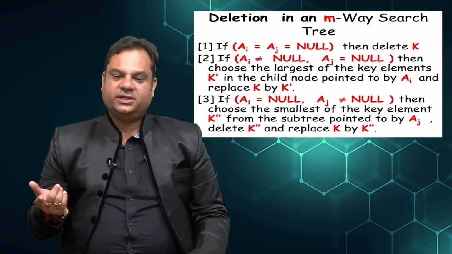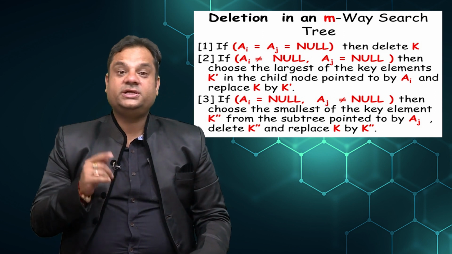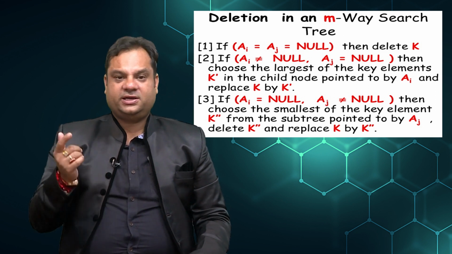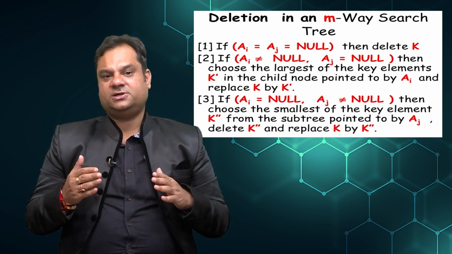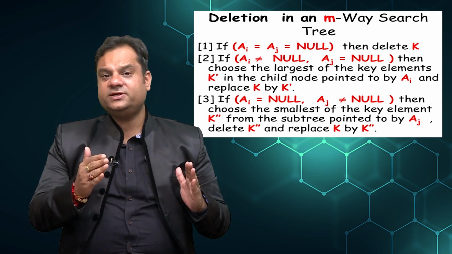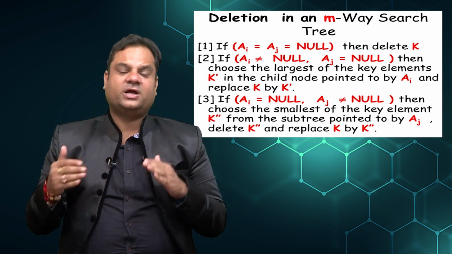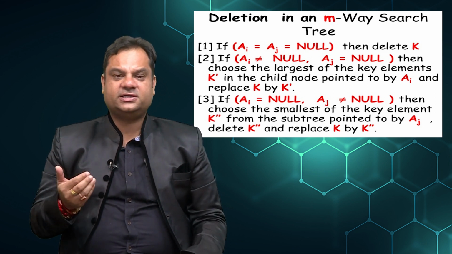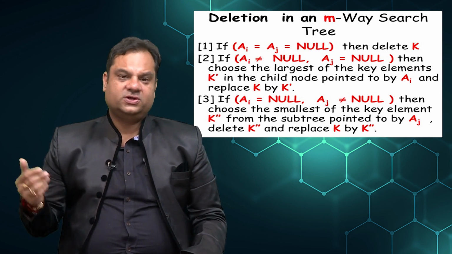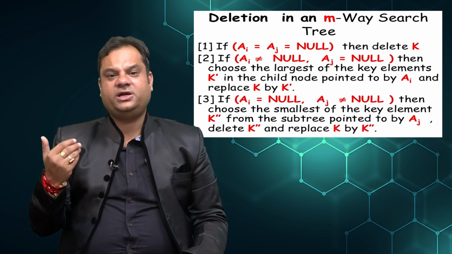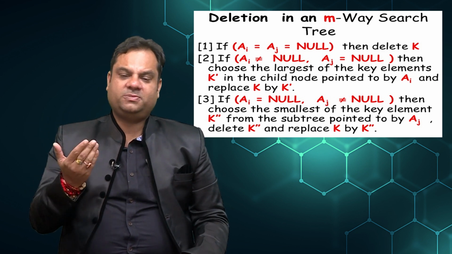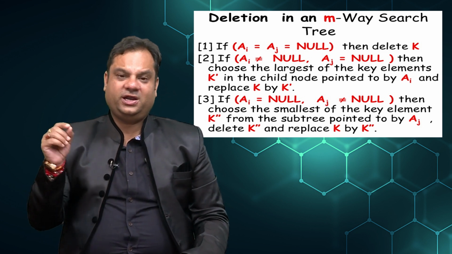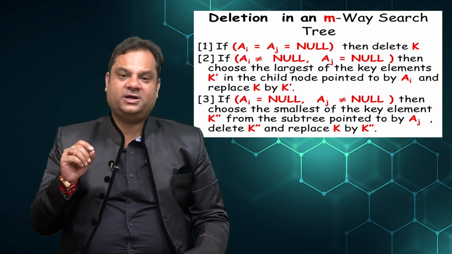Then in that case we have to choose the smallest of the key elements from k double dash. Here I take k dash as the left successor and k double dash as the right successor. So we select from among the elements. Suppose we delete a key equal to 10 and the right successor has children like 15, 20, 25. When we want to delete that particular key, we should replace it by the smallest value of the right child. Among 15, 20 and 25, the smallest value of k double dash is 15.